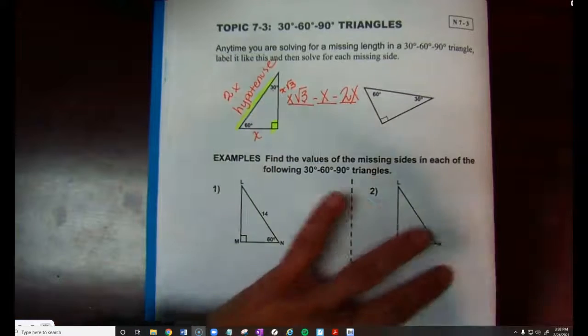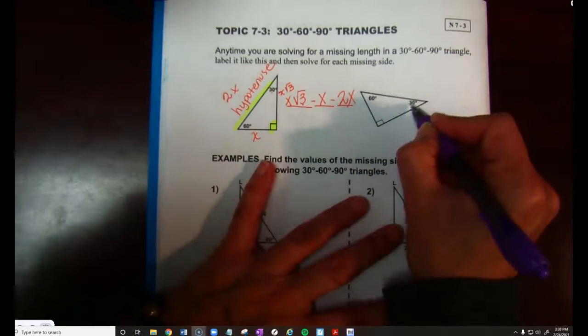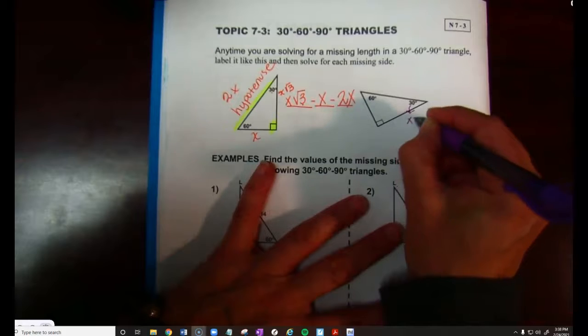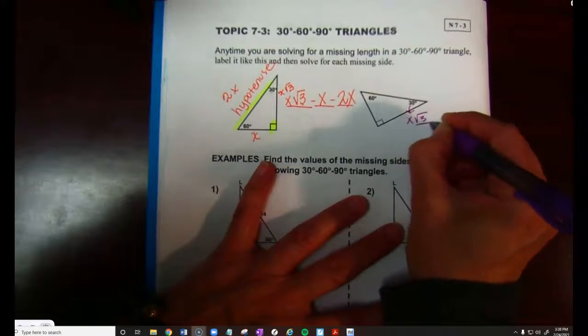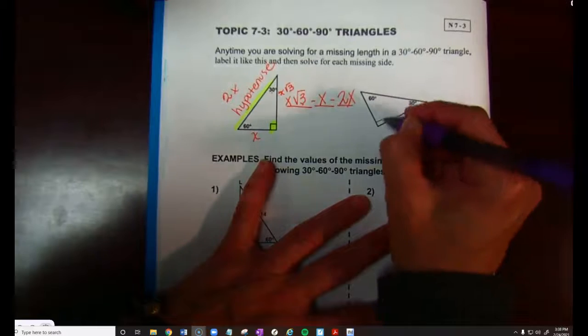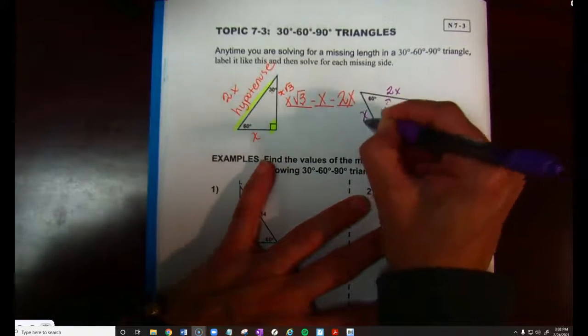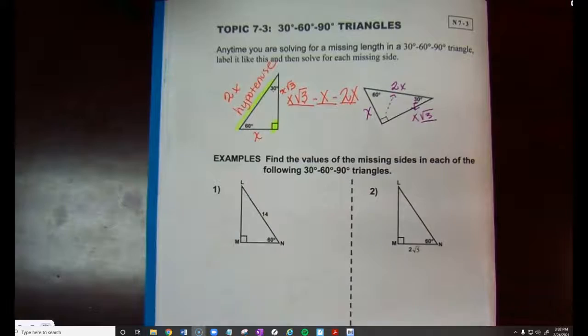So if we look at this side right here, there's my 30 degrees, so I know this is x root 3, because root 3 and 30 both have a 3 in them. And then that's going to leave my hypotenuse as 2x. So, of course, that's going to be x right here.